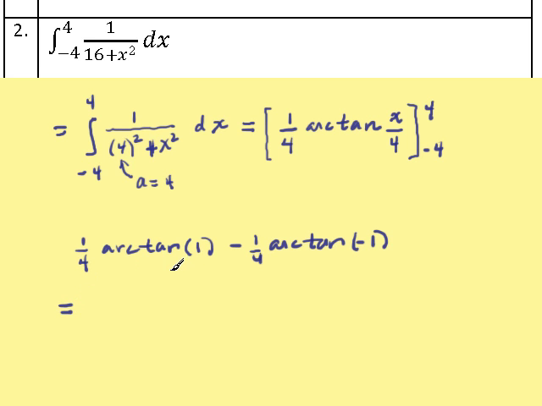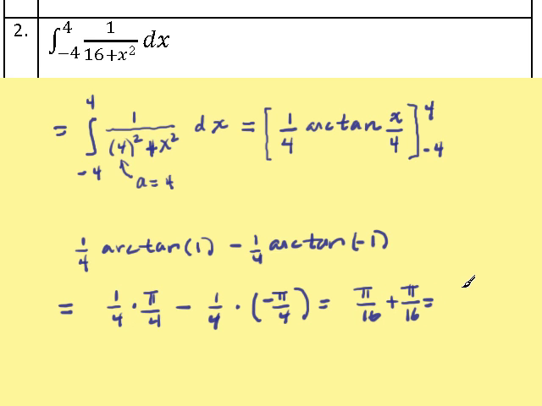Remember, the range of arctan is between pi over 2 and minus pi over 2. The angle whose tangent is 1 is 45 degrees, that's pi over 4. So here we have 1/4 times pi over 4, minus 1/4, and the angle within our range whose tangent is -1, that would be minus pi over 4. So we have 1/4, we have pi over 16 plus pi over 16, which is 2 pi over 16, or pi over 8.